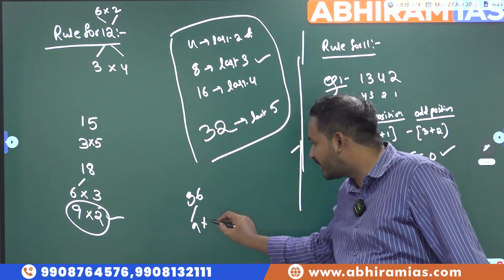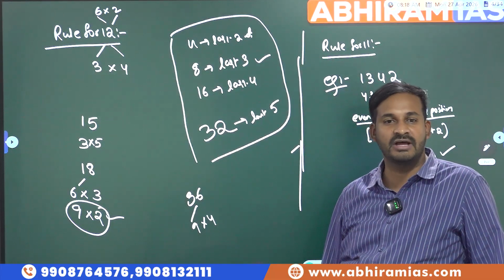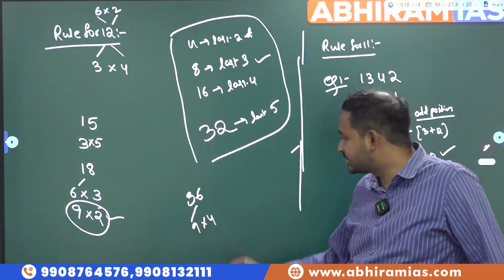9 into 4. That means any number which is divisible by both 9 and 4 is divisible by 36. Now for 72.